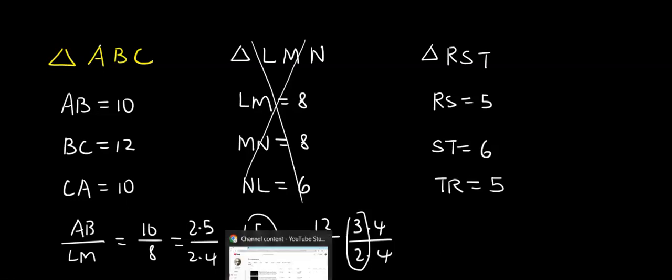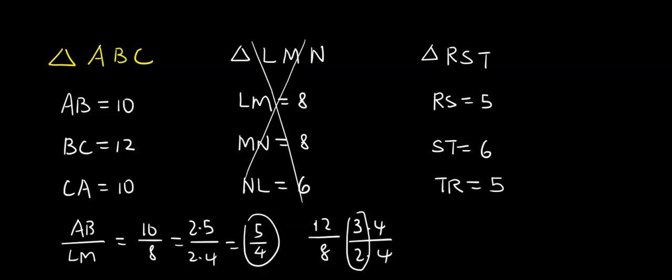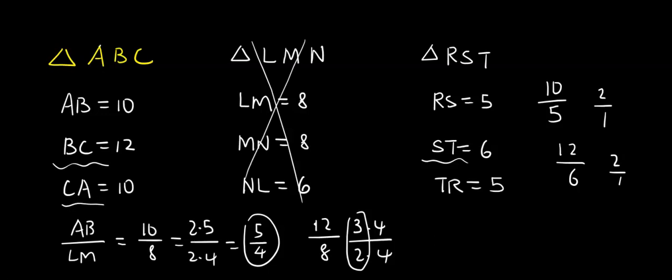All right, let's look at RST. AB to RS is 10 to 5, that's 2 to 1. BC to ST is 12 to 6, 2 to 1. CA to TR is 10 to 5, that's 2 to 1.